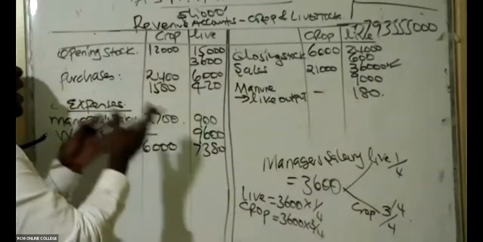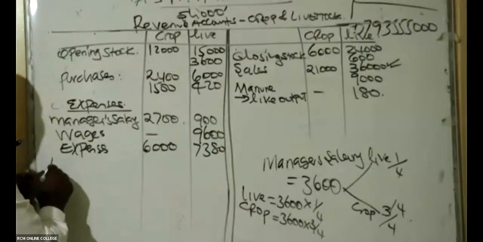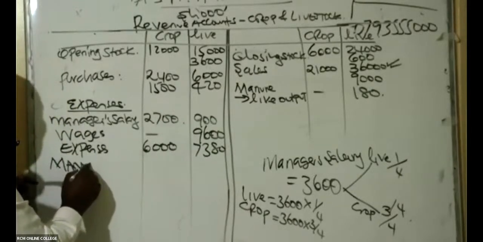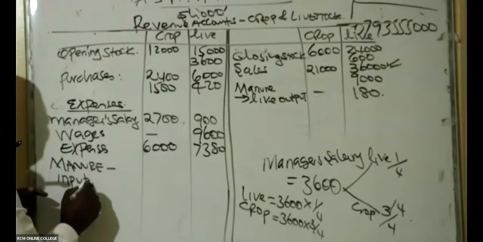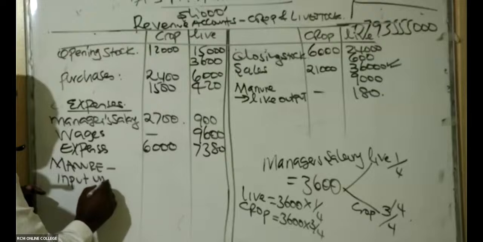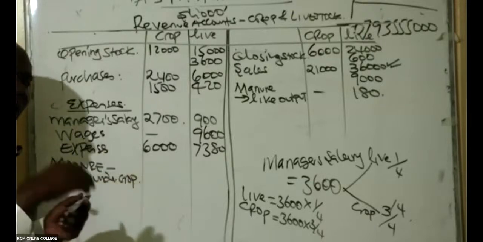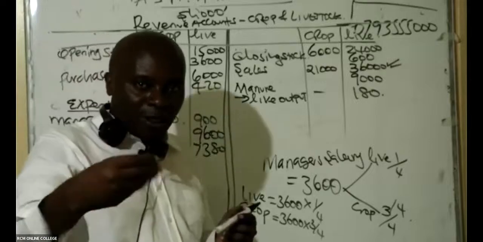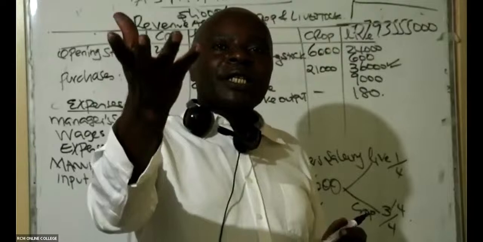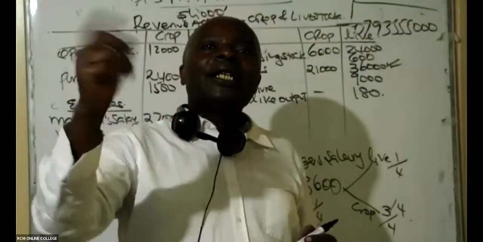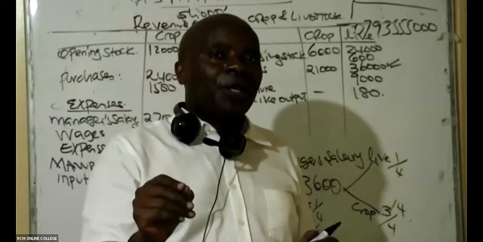But now on the side of this other biological asset, which is the crop, we have manure here. So manure, in this case, becomes what? It becomes an input under crops. We've gotten this manure from these cows, taken it as an output from the cows, and taken it in to what? To our crops.